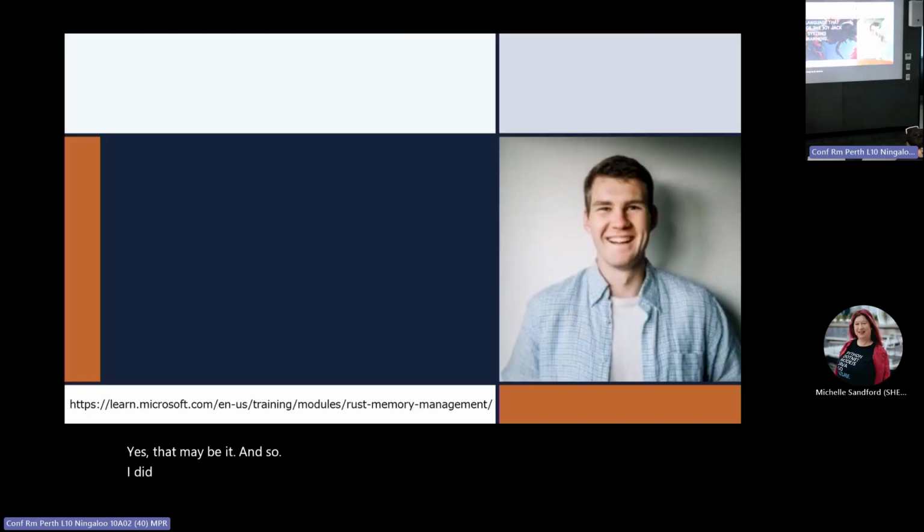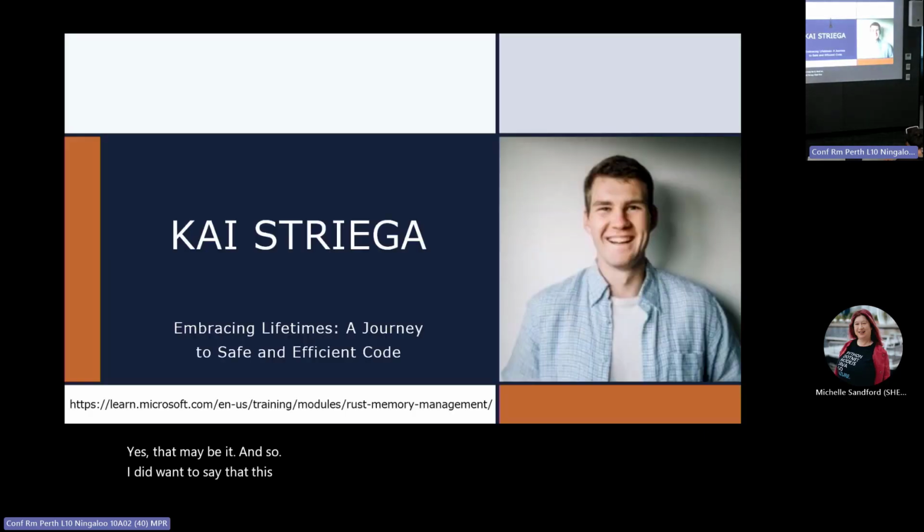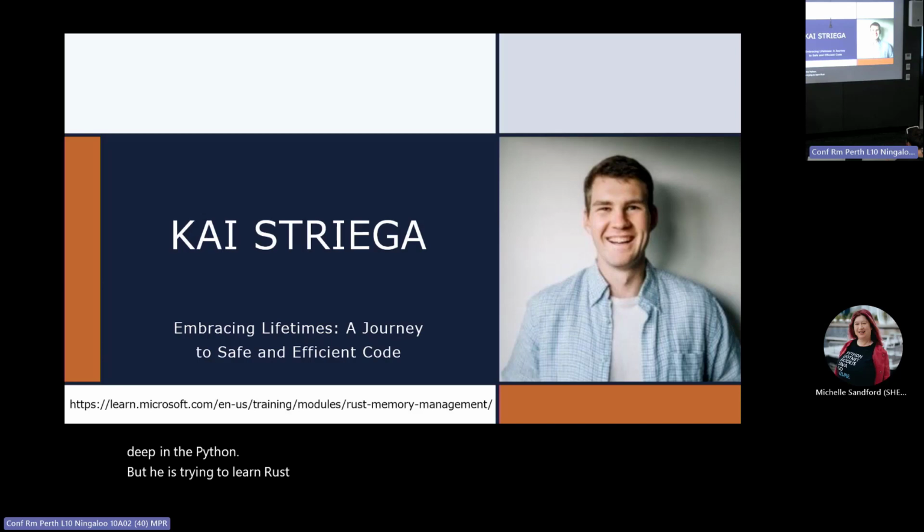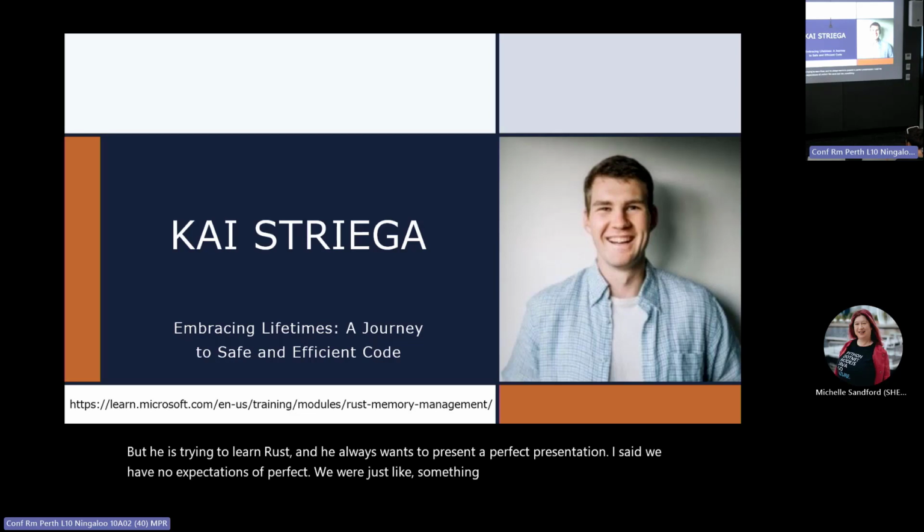did want to say that this month, we have Kai. Many of you will know Kai as one of the leaders of the Python WA Meetup group. Kai often does very interesting presentations over there. This one has stressed him out because he is like the rest of you all. You know, he's deep in the Python, but he is trying to learn Rust, and he always wants to present a perfect presentation. I said we have no expectations of perfect. We would just like something interesting to think about. And so I'm very happy to have Kai doing that.